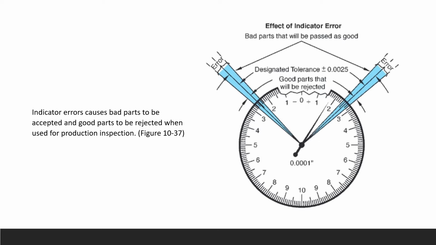So here you can see your error, with designated tolerances plus or minus 0.0025. We're actually at 0.0001 inches for each graduation. So good parts that will be rejected is going from here to here. And bad parts that would be passed as good from here all the way to there. And then this is just your designated tolerance that you can play with. And they are all errors.